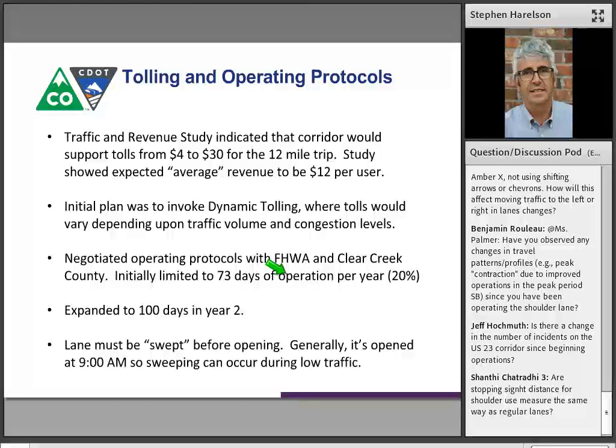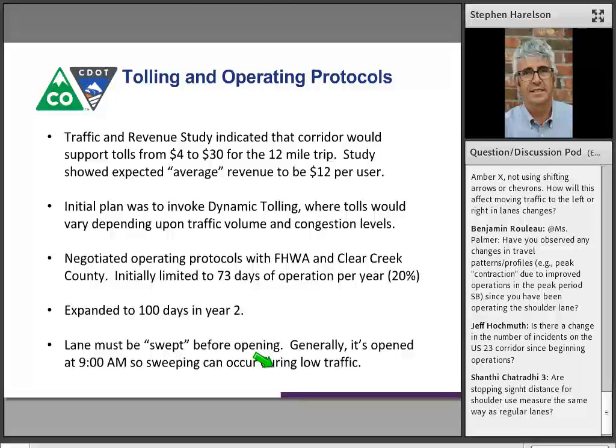To set our tolling and operating protocols, one of the things we had to do was get a loan in order to finance the project. So we had to do a traffic and revenue study, and this is an unusual corridor in that it's recreational traffic. So it's only 2 days a week, and it's trips that aren't people going to work for the most part. It's people going to play. So I think the TNR industry wasn't sure exactly how to model that.